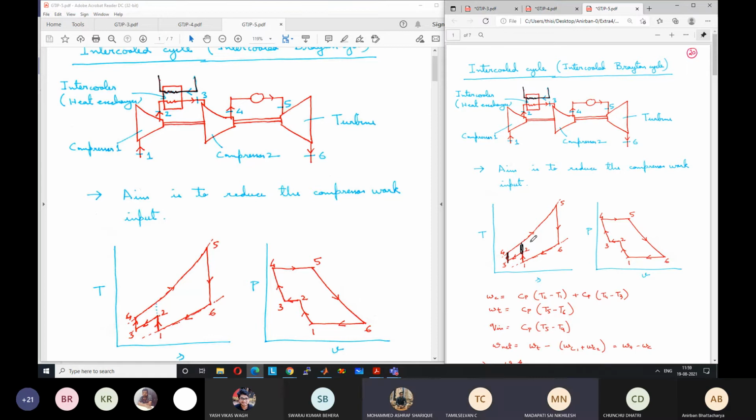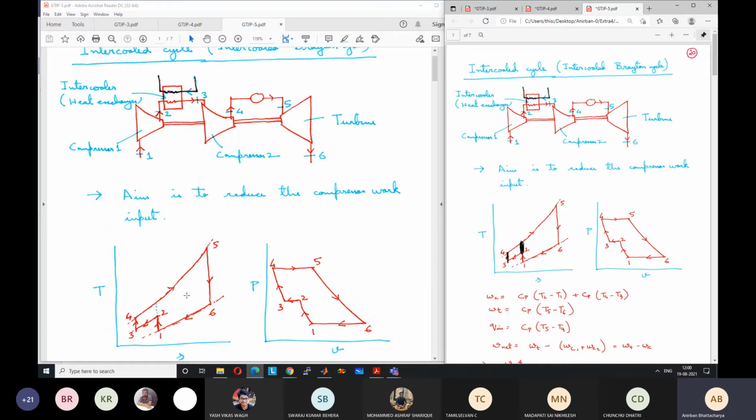Sir, as specific volume decreases, compressor work decreases, sir. Compressor work decreases, correct. We can see this from the constant pressure lines also. The distance between the constant pressure lines is higher as we go towards the right side. So for the same pressure change, the temperature difference is lower on the left hand side. So work input is lower for this extra part.